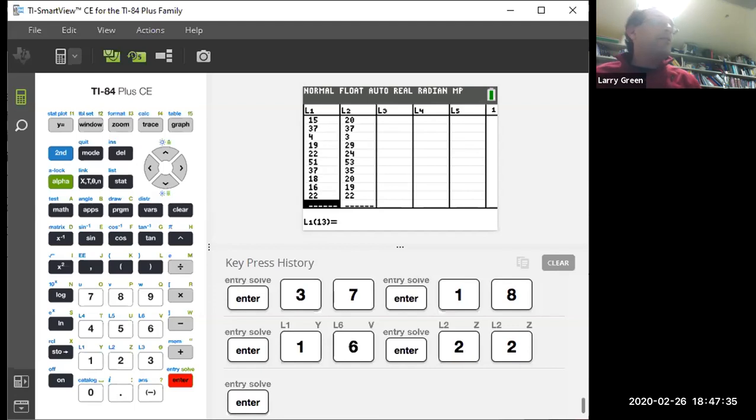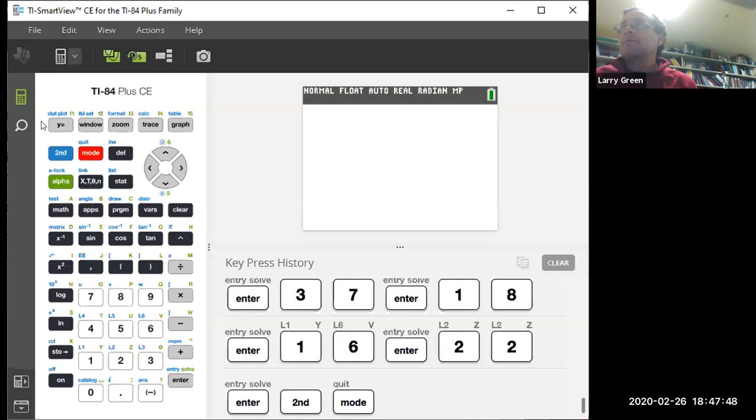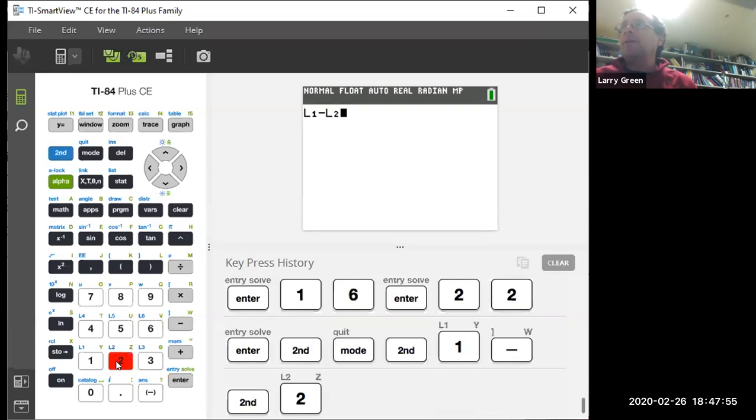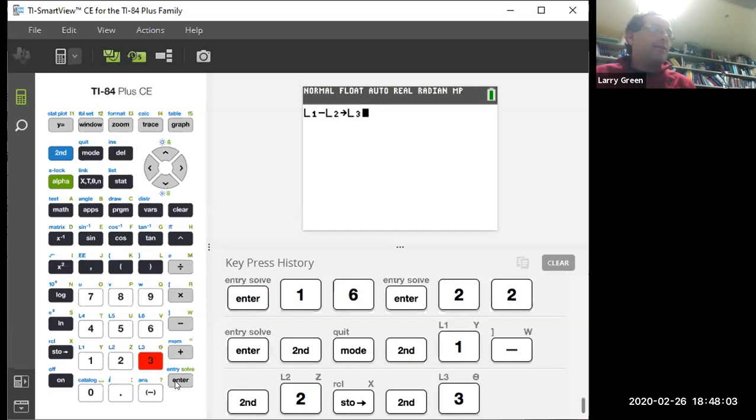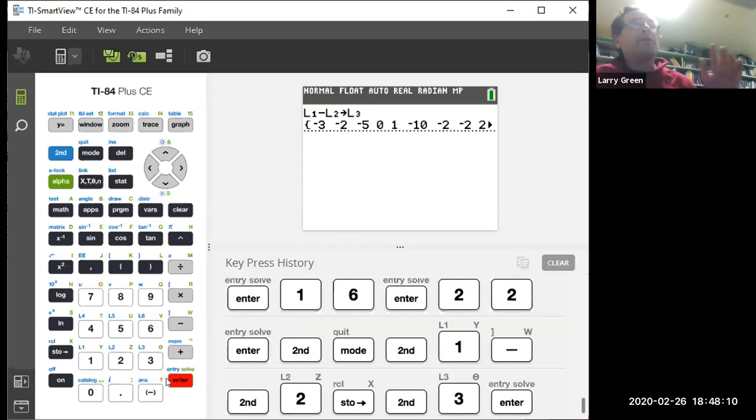All right, so you'll notice that in our null hypothesis and alternative hypothesis, we just had a mu sub d, a single mean. So the way you make that happen is the following. You go 2nd, quit, and you go 2nd 1, that's L1, minus 2nd 2, that's L2, and then you hit the STO button, and you go 2nd 3. So what that does is it stores L1 minus L2 into a new variable called L3. And there's our numbers that got subtracted.